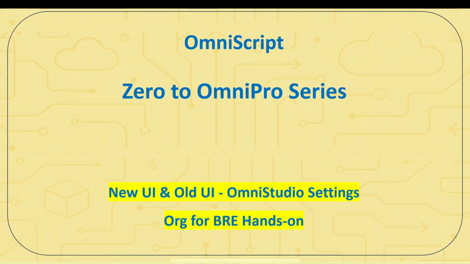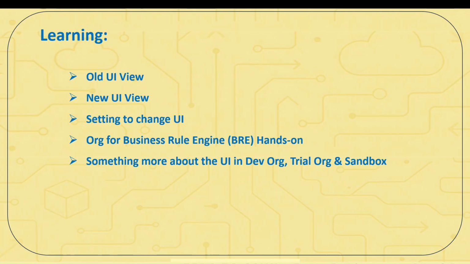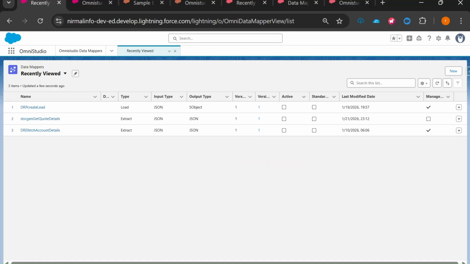In this video, we will walk through the new and old UI of the OmniStudio components. Also, we will see which org you are supposed to try for business rule engine practice. Let me show you all these things in the org itself. We have three scenarios. Let's go one by one.